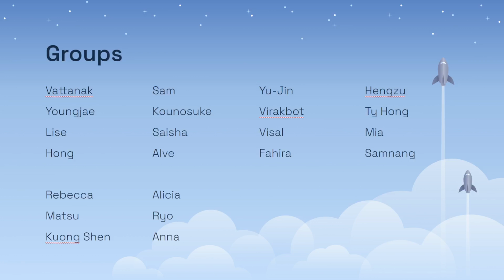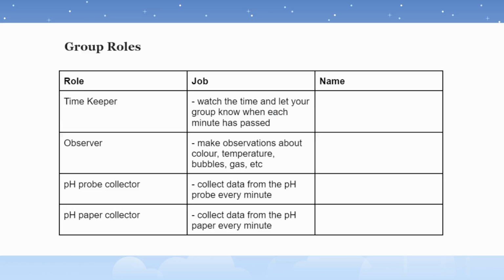Alrighty. So at this point, you have filled out your hypothesis and you've done your background research. These are the groups that you're going to be working with today: Group 1, 2, 3, 4, 5, and 6. And as you may have already noticed in your lab report, there is a section for group roles.